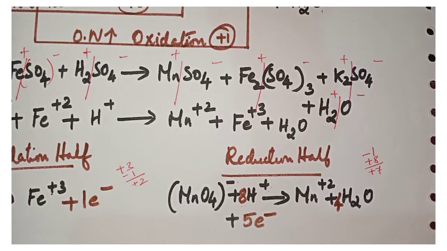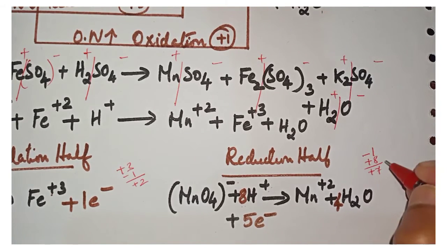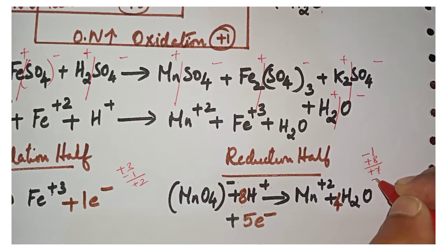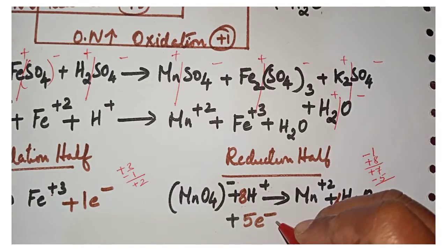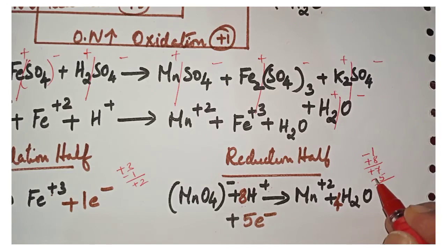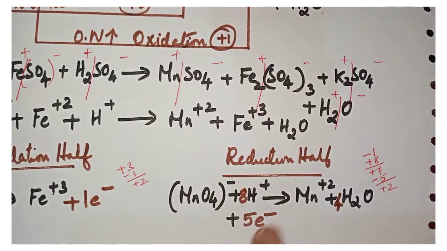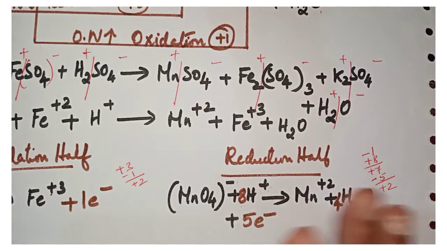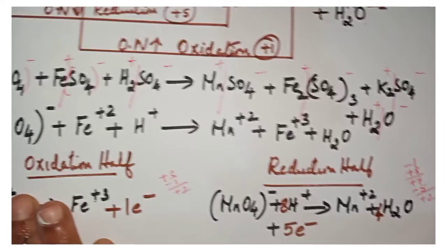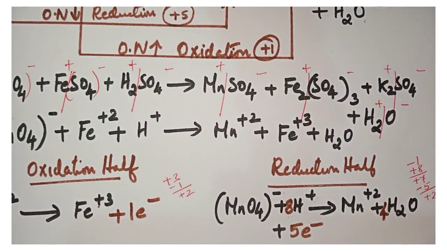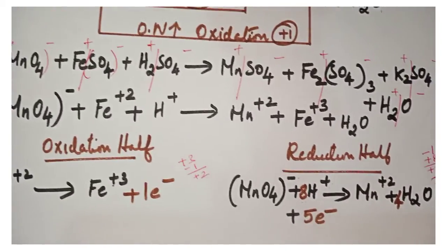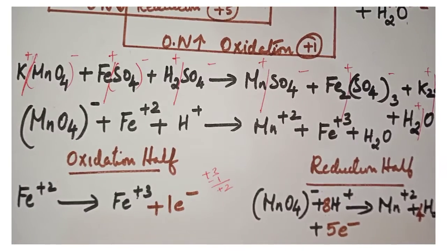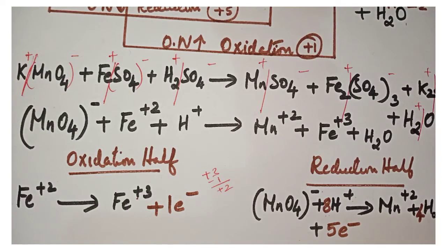So when I add 5 electrons, what happens here? Plus 7 minus 1. One electron is minus 1 charge, so 5 electrons minus 5. So plus 7 minus 5 gives you plus 2. Now here the charge is plus 2 and on the right hand side also plus 2. Now the charge is balanced in the reduction half reaction as well as the oxidation half reaction. Understood? Clear? Fine? Now the charge is balanced.